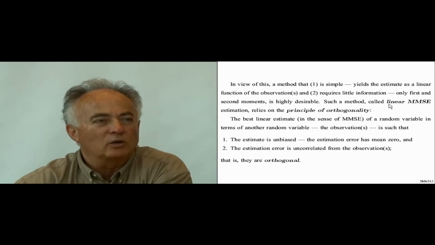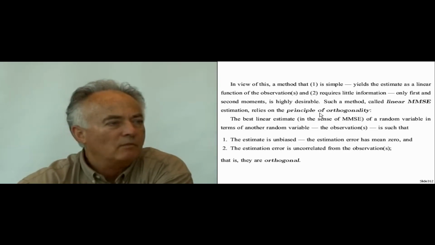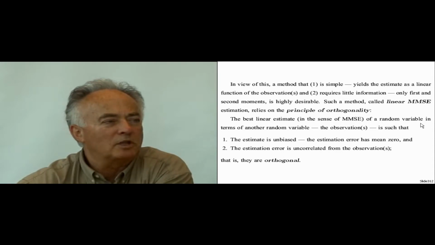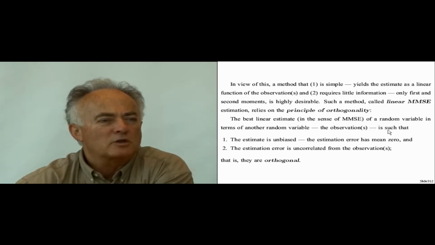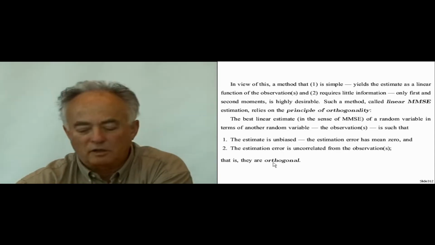The resulting algorithm is called linear minimum mean square error estimation. It relies on what is known as the so-called principle of orthogonality. Namely, the best linear estimate in the sense of minimum mean square error of one random variable in terms of another random variable, again, no Gaussian assumptions. The second random variable is the observation or observations, will be such that we have two properties. Number one, the estimate should be unbiased. The estimation error has mean zero. Makes sense. Number two, the estimation error is uncorrelated from the observations. And we'll see that this concept of uncorrelatedness has a geometric counterpart, orthogonality.